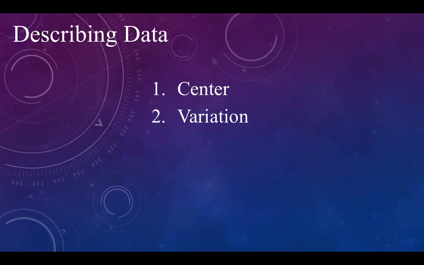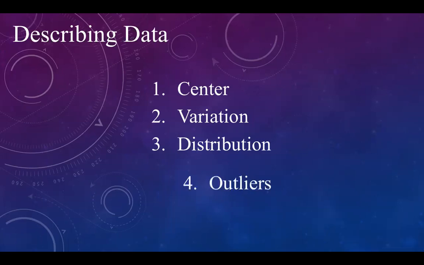Second is the variation. Data is having the variation from the center, if having any variation or not. And third, it's the distribution, if our data set is normally distributed or not normally distributed. Fourth, an outlier is the data value that lies outside the data, or it is the data value that lies far away from the center.